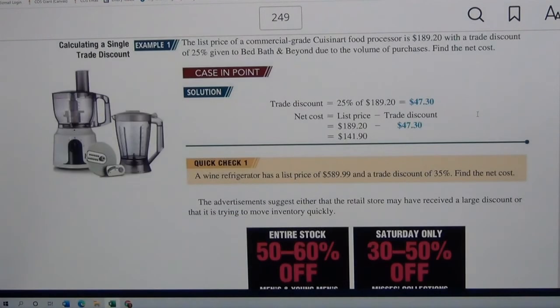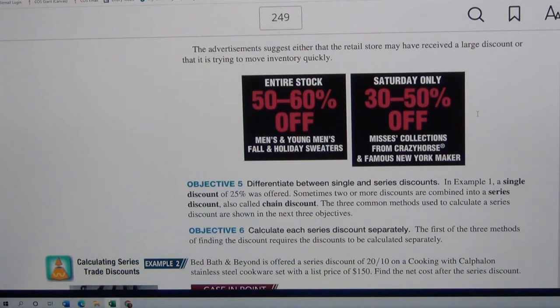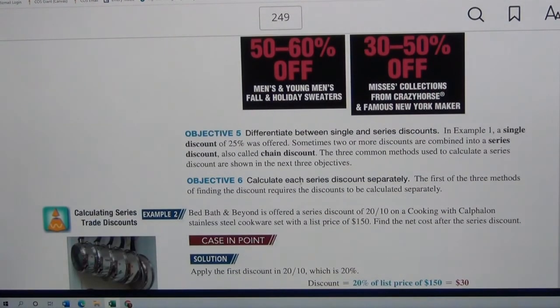All right, I'm going to ask you to go ahead and look at this next problem. Well, no, we'll talk a little more about it first. We're going to differentiate between single and series discounts. In example 1, we had a single discount of 25%. Sometimes two or more discounts are combined into a series of discounts, or a series discount, also called a chain discount. All right, so what we have to do is calculate each series discount separately.